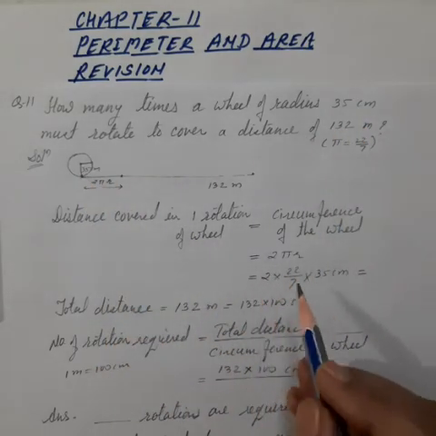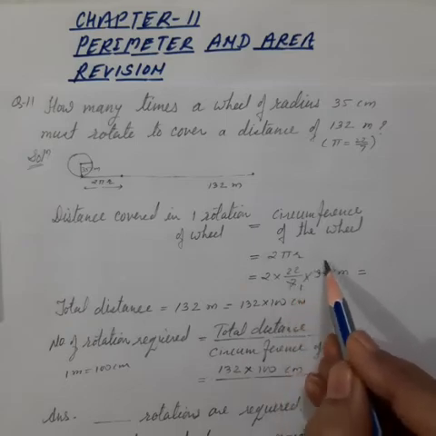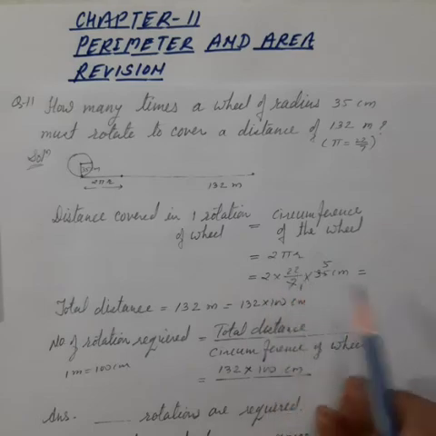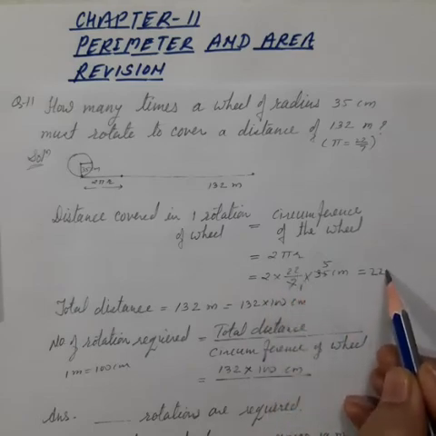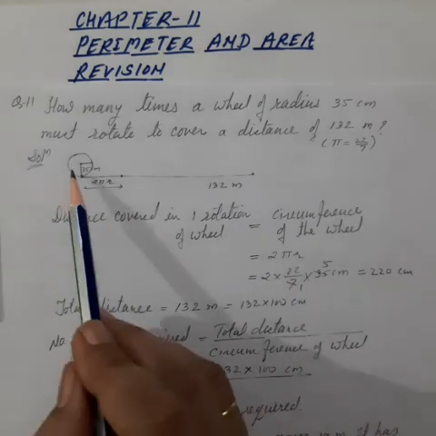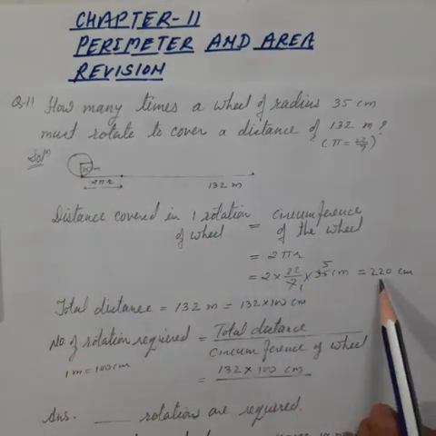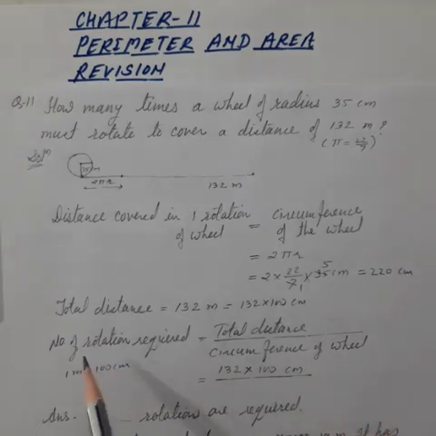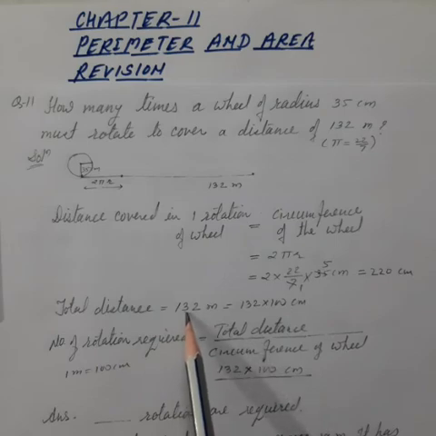Find out this value. 7 ones are 7, 7 fives are 35. And 5 twos are 10. 10 into 22 is 220 centimeter. The distance covered in one rotation of the wheel is 220 centimeter. We have to find out the number of rotations required to cover 132 meter of the distance.